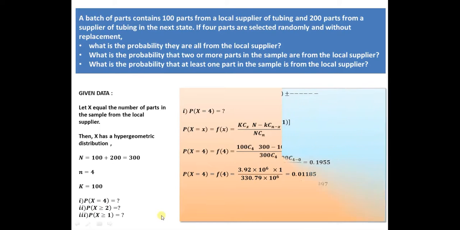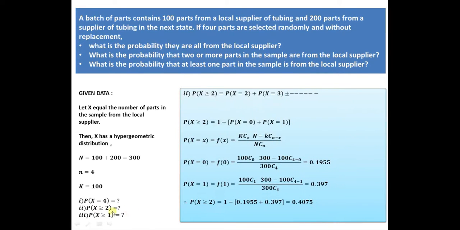Now in the next case, we have to find the probability of x greater than or equal to 2. That will be probability of x equal to 2 plus probability of x equal to 3, and so on. Or it can be written as 1 minus the sum of probability of x equal to 0 plus probability of x equal to 1. First we'll find probability of x equal to 0. In place of small x substitute 0, and substitute all the other values, so that you will get the first value, 0.1955.